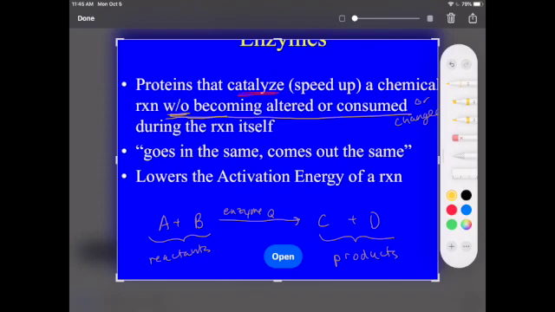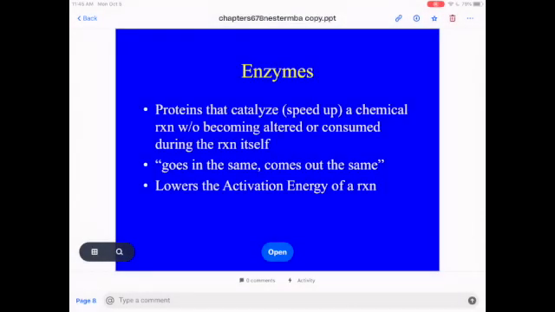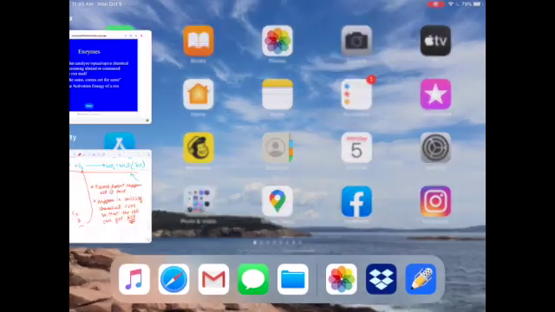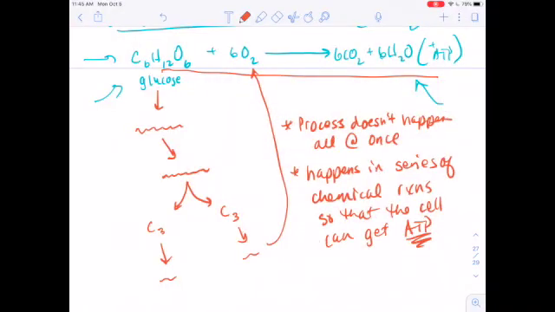Let's see. Yeah. And let's just go back to, oh, no, it won't let me do that if it's a screenshot. Where's my Notability? Here we are.